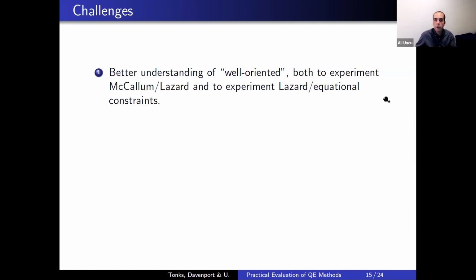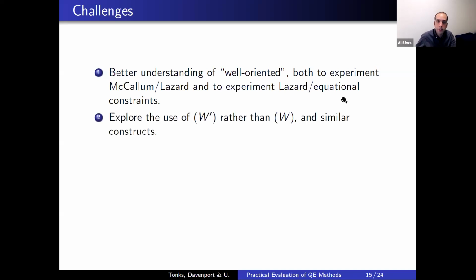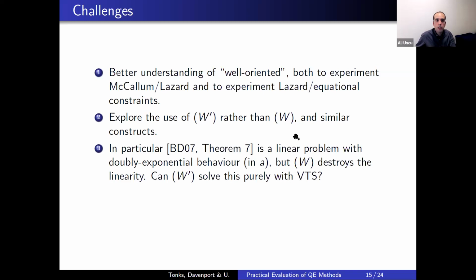So yeah, the 4 things that I want to say is there are some challenges going into the future. We should understand what well-orientedness does, and we should compare McCallum and Lazard projections, and also compare Lazard projection and equation constraints to see how we can get better. Explore this difference between the W prime and W, like how we do the virtual substitution matters a lot too.